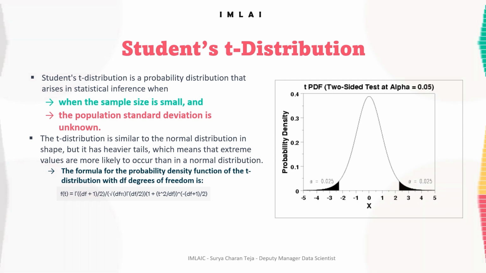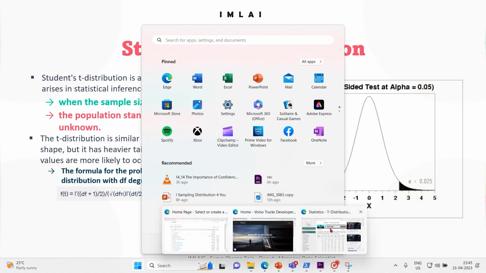Gosset's employer, the Guinness Brewery, did not want competitors to know that it was using statistical methods, so it insisted that Gosset not use his name on this article. So Gosset wanted to answer the question: what is the sampling distribution of the mean of a sample drawn from a larger population? That's the main agenda behind creating this.